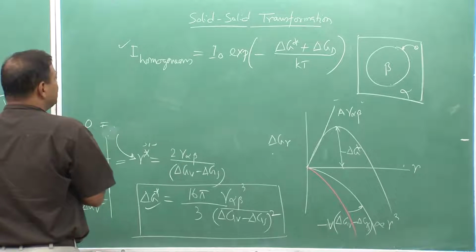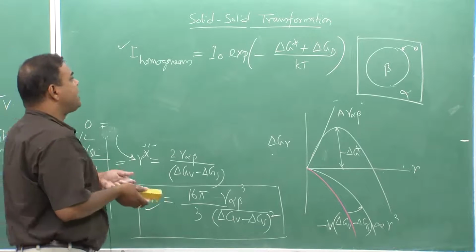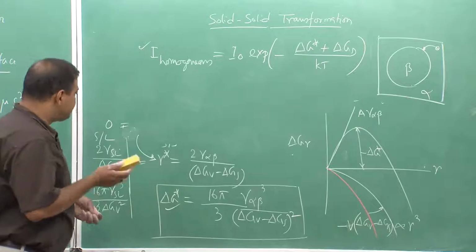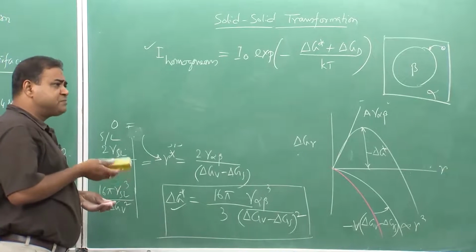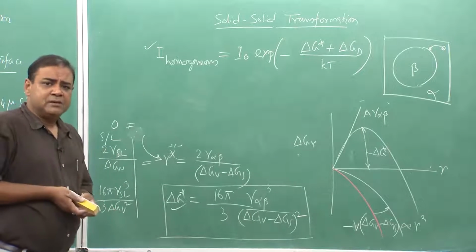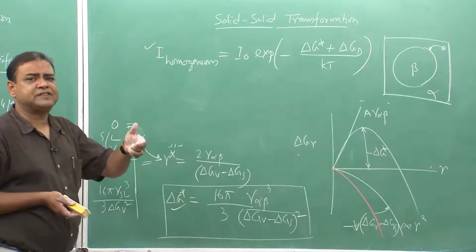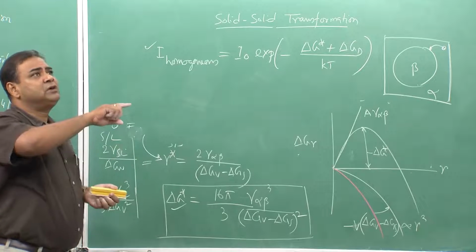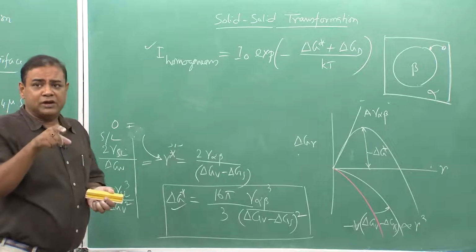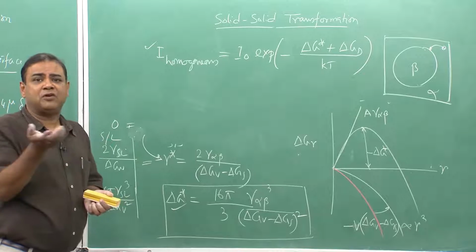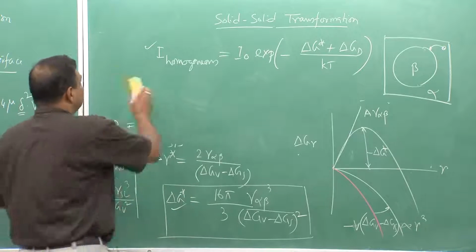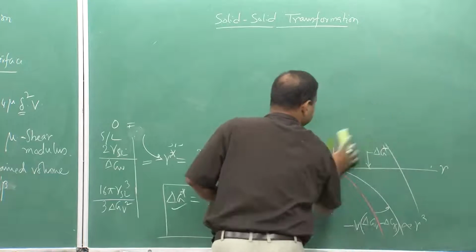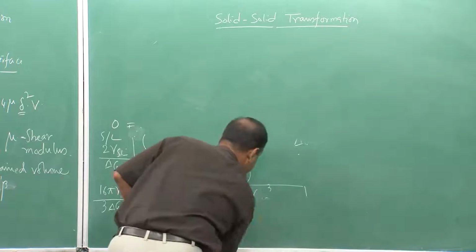Now, once we know the homogeneous one, we can also have a similar expression for heterogeneous nucleation. The treatment would be similar, but with a little difference: the solid will not form on the mold wall, rather it can also form on grain boundaries. So, let us have a look at the heterogeneous nucleation part.